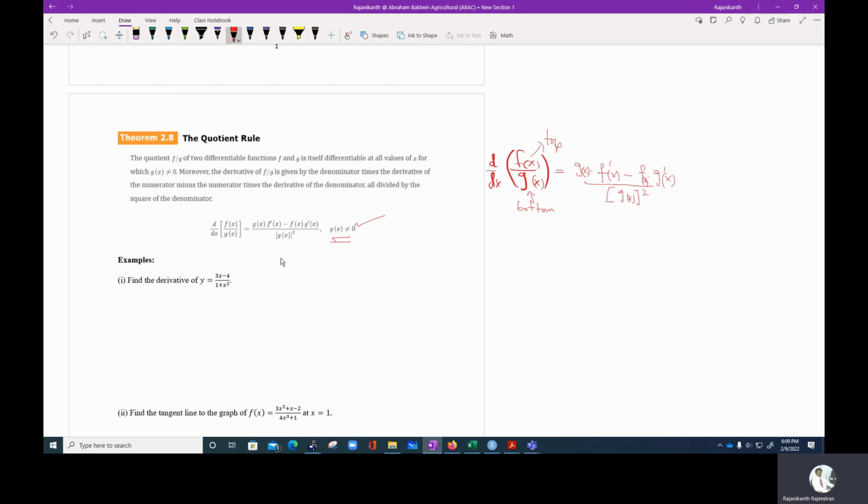Okay. So now, can I apply this rule to the given problem number one? Yes, we could. So this is in rational form, so you could take the numerator function as the f function and the denominator function as the g function.